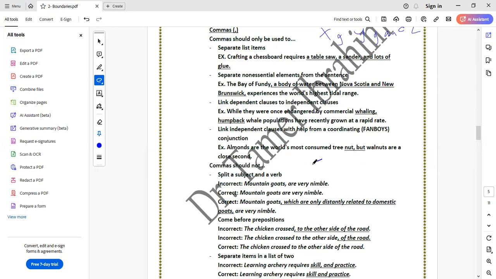Take care. If we have a subject and verb, don't put a comma between them, except when there is a clause or a phrase or a word or a modifier between them. After the subject, comma, before the verb, comma. But if subject and verb come directly after each other and you put a comma or dash between them, that is wrong.